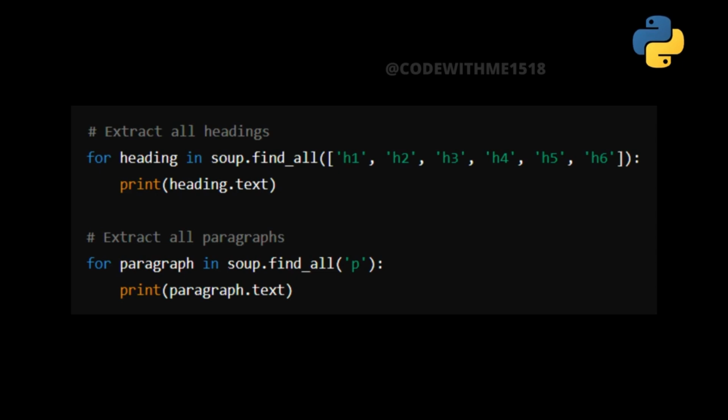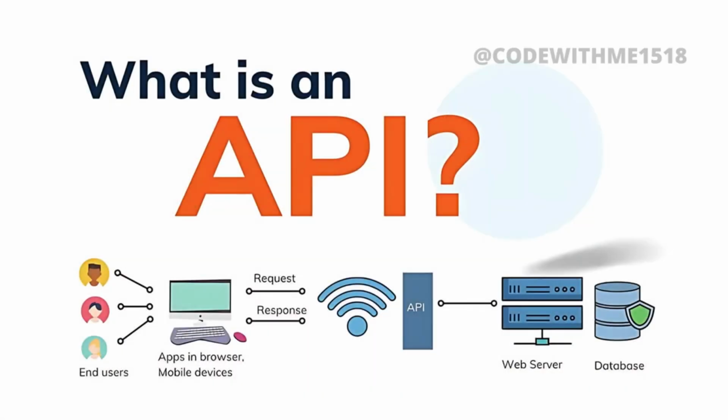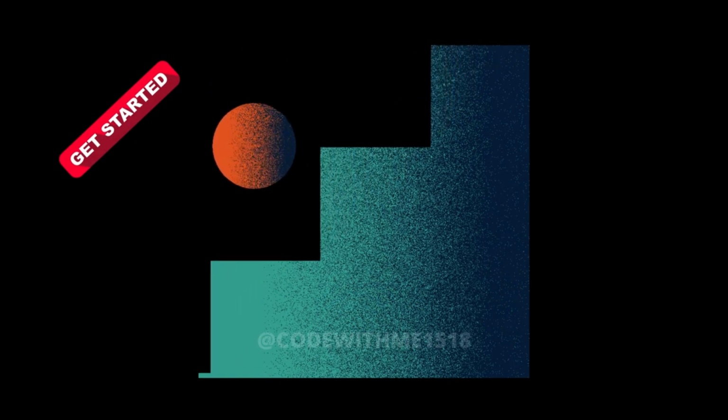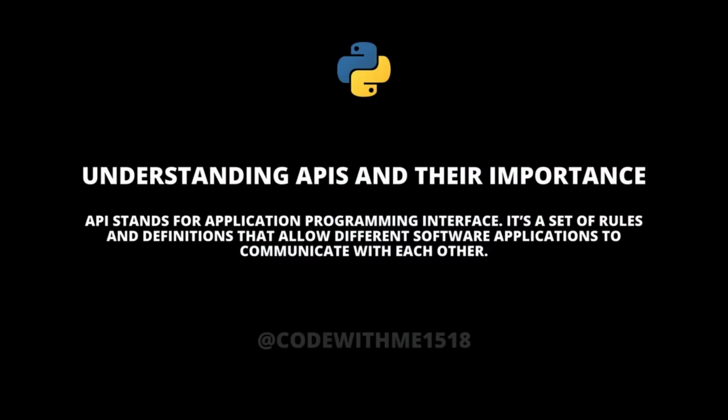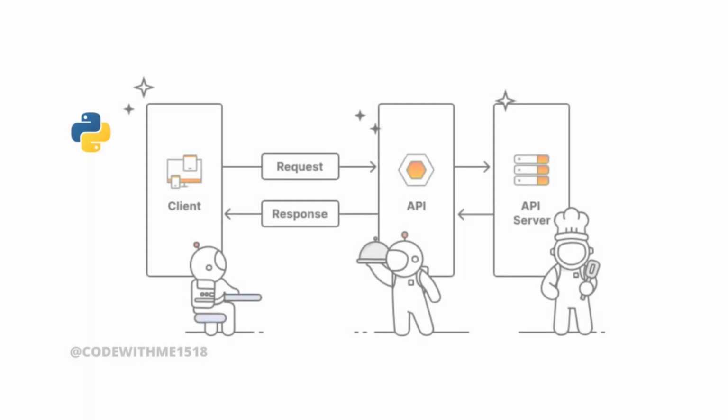These methods allow you to target specific elements and extract the data you need from the web page. Ready to unlock the power of APIs? Let's get started. So, what exactly is an API? API stands for Application Programming Interface. It's a set of rules and definitions that allow different software applications to communicate with each other.